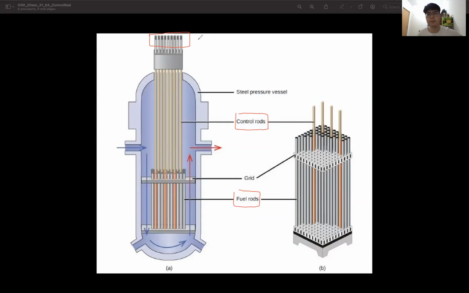From the surface, on top, you don't see this. This is what's inside the vessel. From the top, you don't see what's inside here. You only see the vessel, a cylindrical-shaped vessel like this. And the next picture.